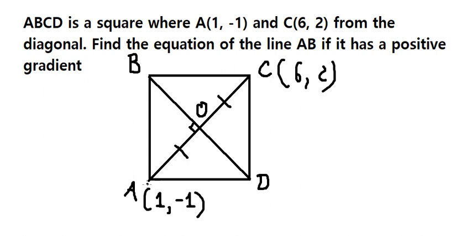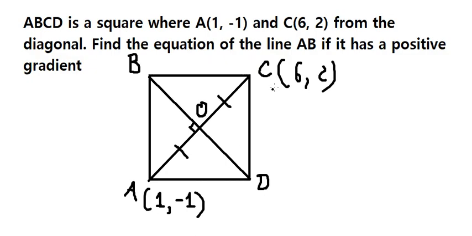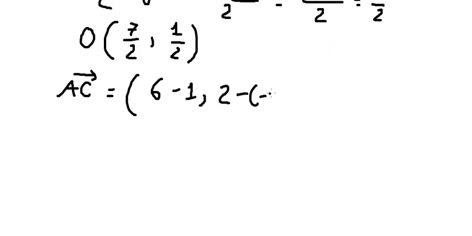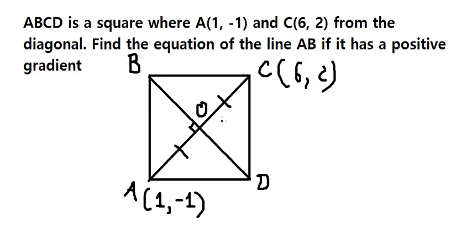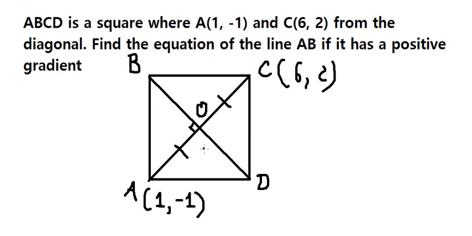And we know that we can find vector AC. So that should be 6 minus 1 and 2 minus negative 1. 6 minus 1, we have 5. This one we have 3. So vector AC is the normal vector of BD in here, because we have 90 degrees in here. So if we calculate vector AC, we also find the normal vector of BD.